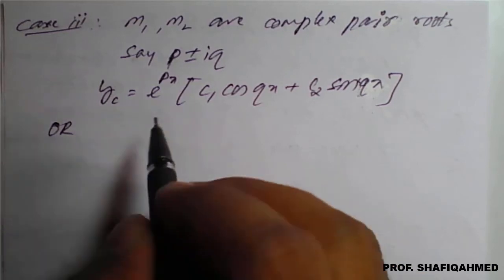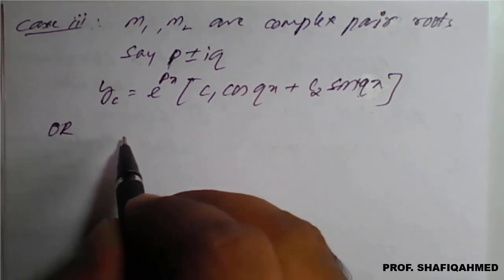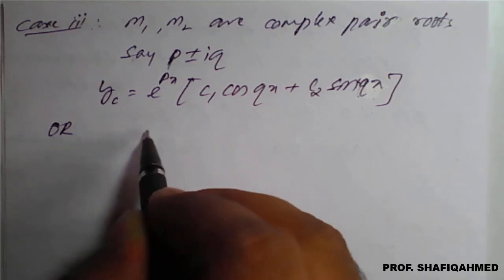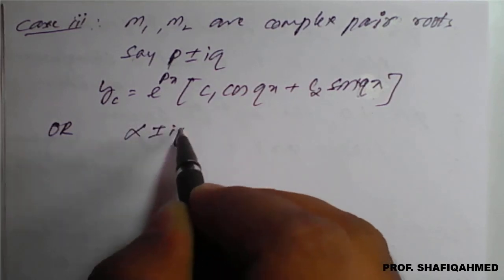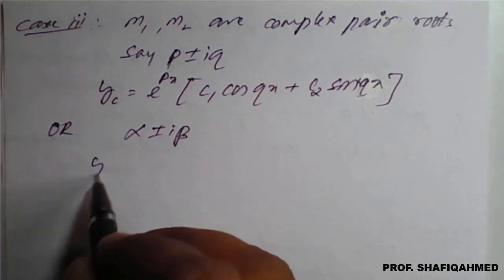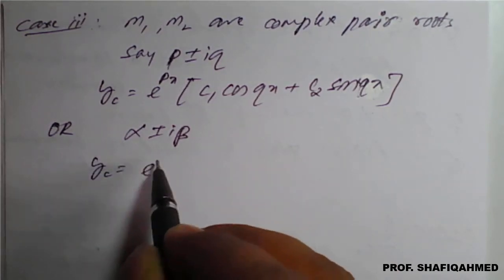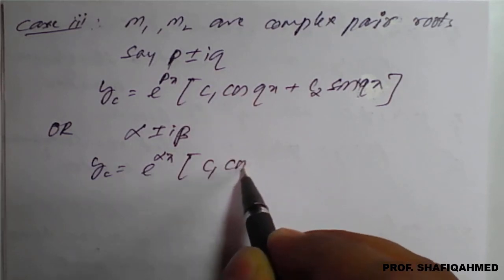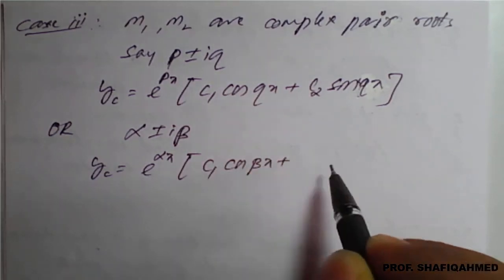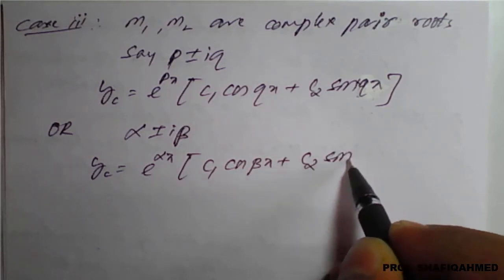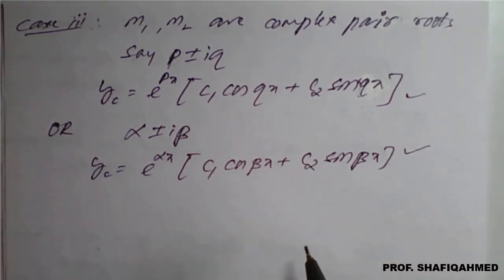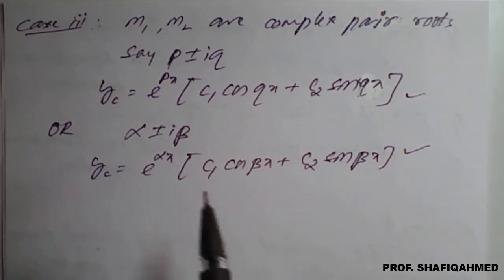Or I can say that if the complex number is alpha plus i beta, then at that time the complementary function is yc is equal to e raised to alpha x into c1 into cos of beta x plus c2 into sine of beta x. So these are the complex pair roots, and for this the complementary function we have to write in this way.